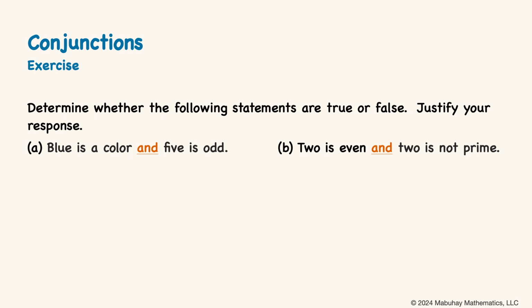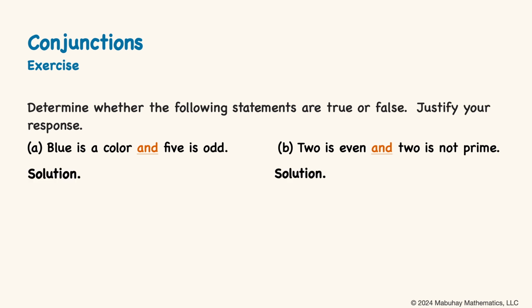Here's an exercise. If you like, you can go ahead and pause the video and try these out on your own. What we're doing here is looking at two conjunctions and determining their truth value. That is determining whether the statements are true or false. Okay, and we're going to justify our response. So we're going to show our work effectively.